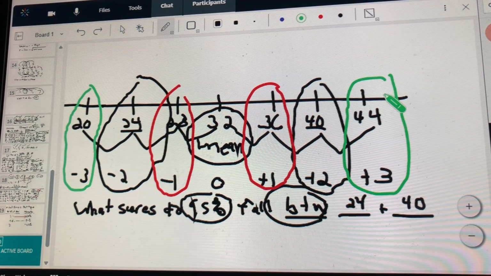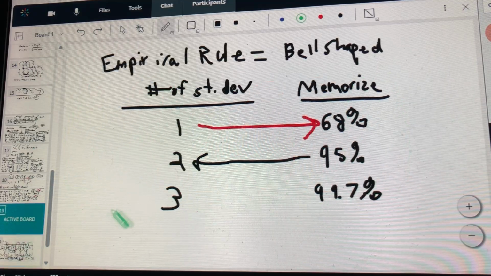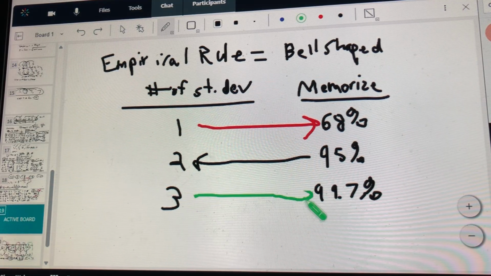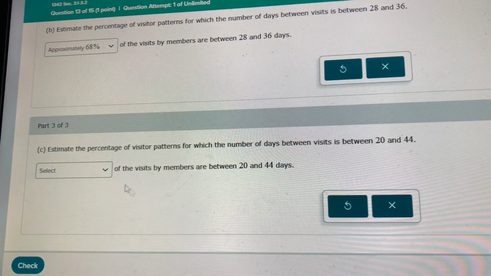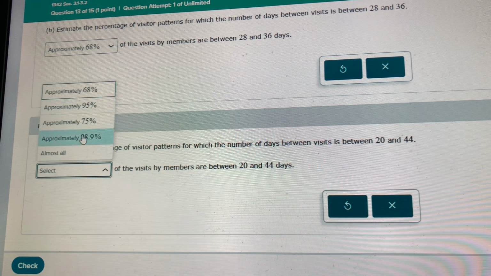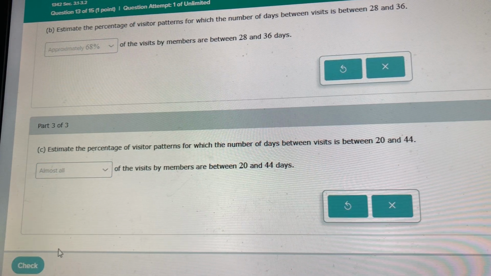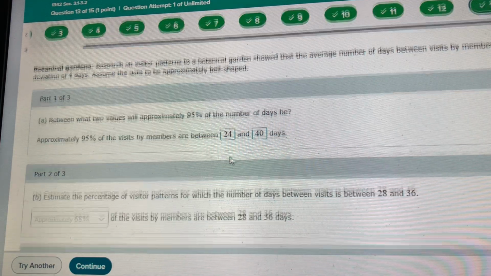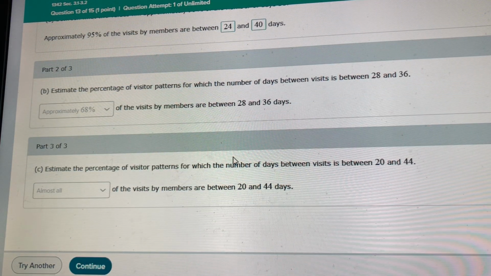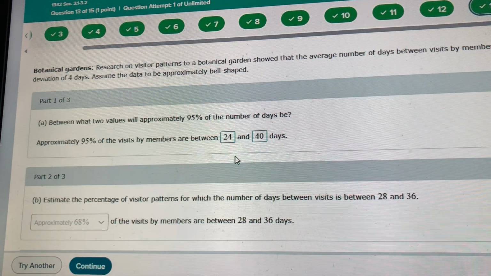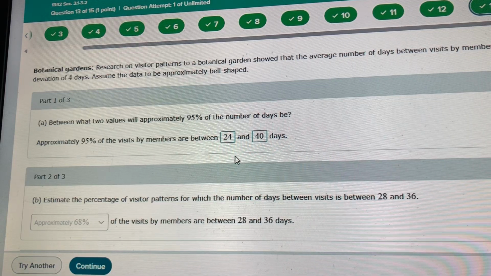So if I want to be between the -3 and the +3, that happens 99.7% of the time. Okay, almost all. Because 99.7 is almost 100. They could have put 99.7. I've never seen that before, but yeah, almost all. This is a classic case of the empirical rule in this number 13 problem.